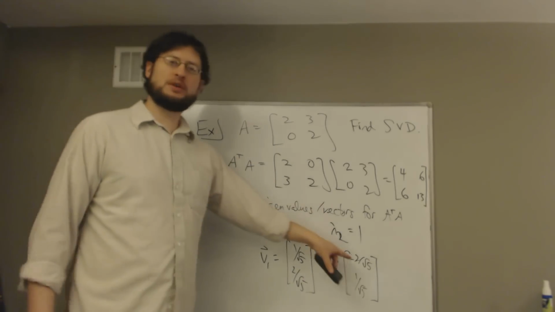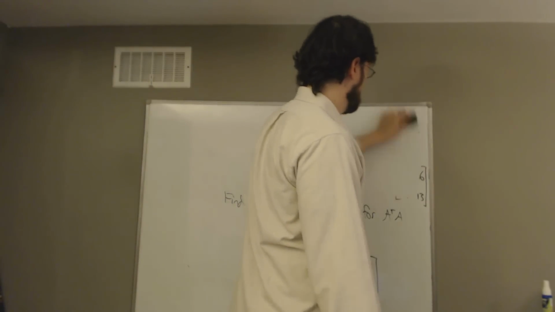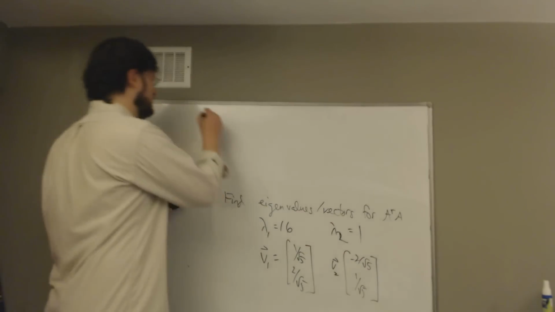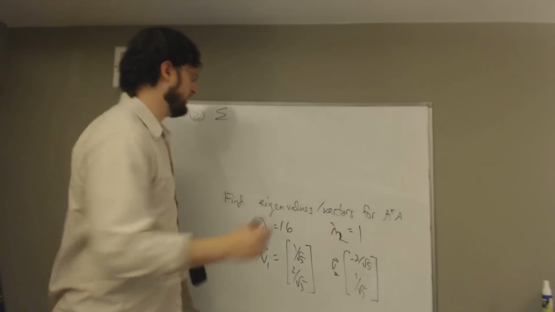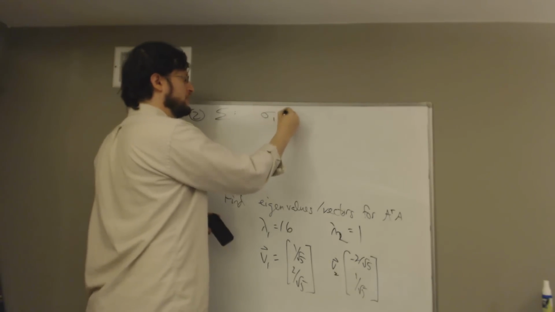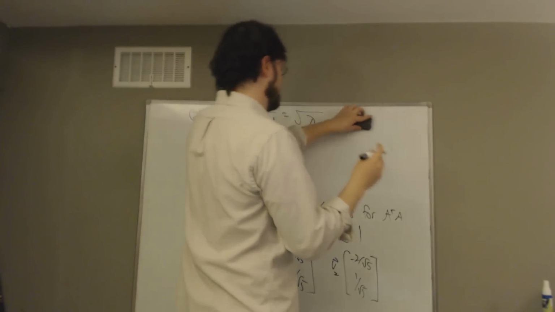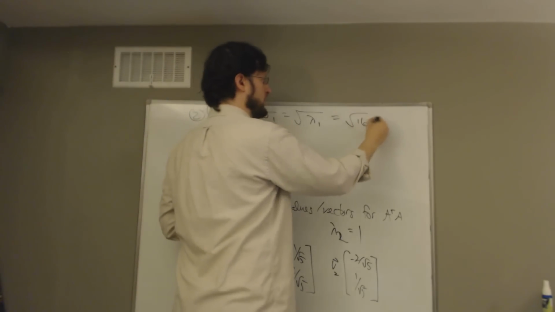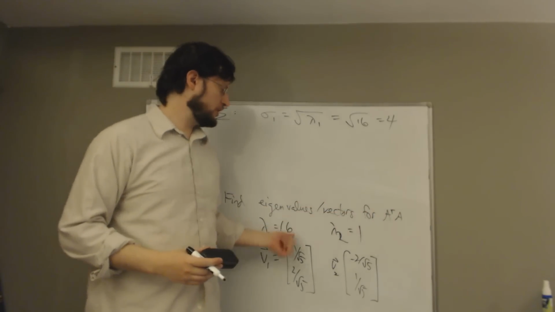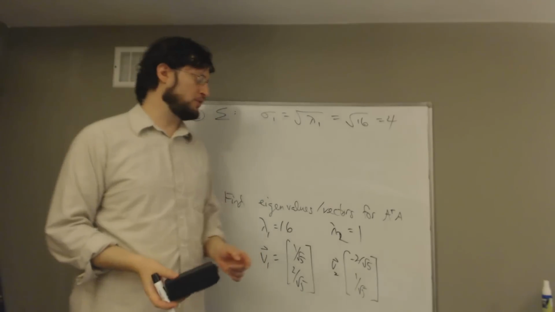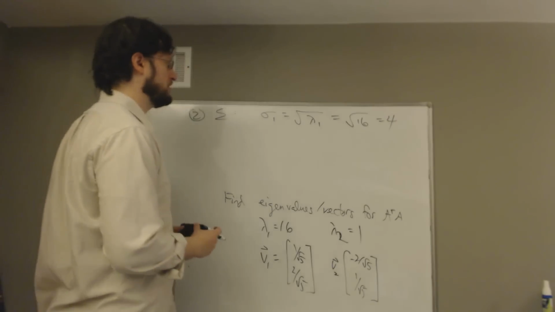All right, which means at this point, we can create our diagonal matrix sigma. So what we're going to do is we're going to take the square root of the eigenvalues. So we have singular value 1 is the square root of lambda 1, which is, in this case, square root of 16, which is 4. Notice that I put these in decreasing order, and notice also that they're both positive. That's always true. The eigenvalues that we'll get for A transpose A will always be positive, so we can always put them in decreasing order.